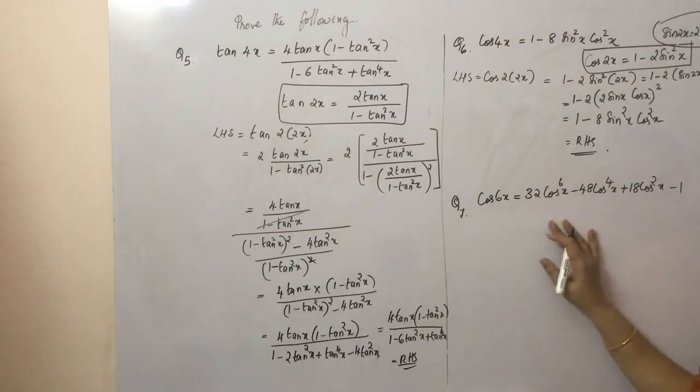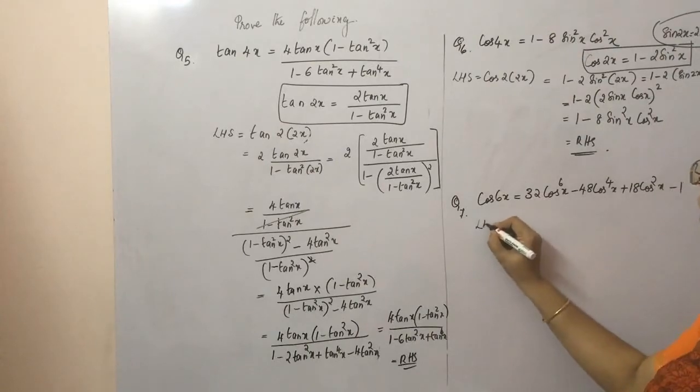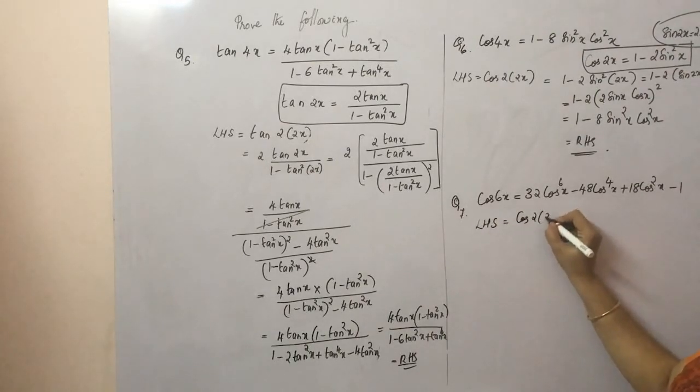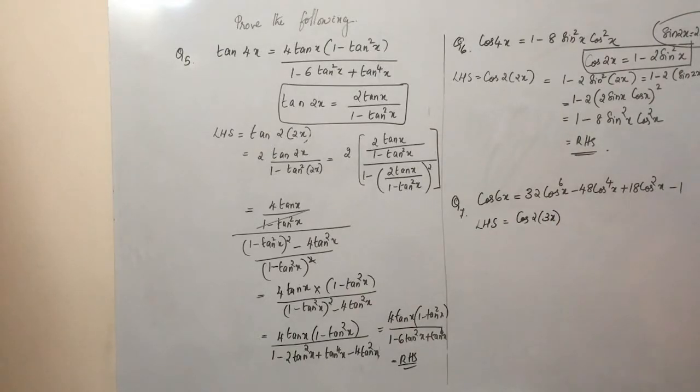Now let's see the next question. Here LHS is equal to cos 6x, that is cos of 2 times 3x. Now cos 2x in terms of cos square x, because in this expansion, the entire expansion I have cos only. There is no sine. So what is cos 2x in terms of cos squared x? That is 2 cos square x minus 1. Isn't it? So this is the formula that I am going to use.